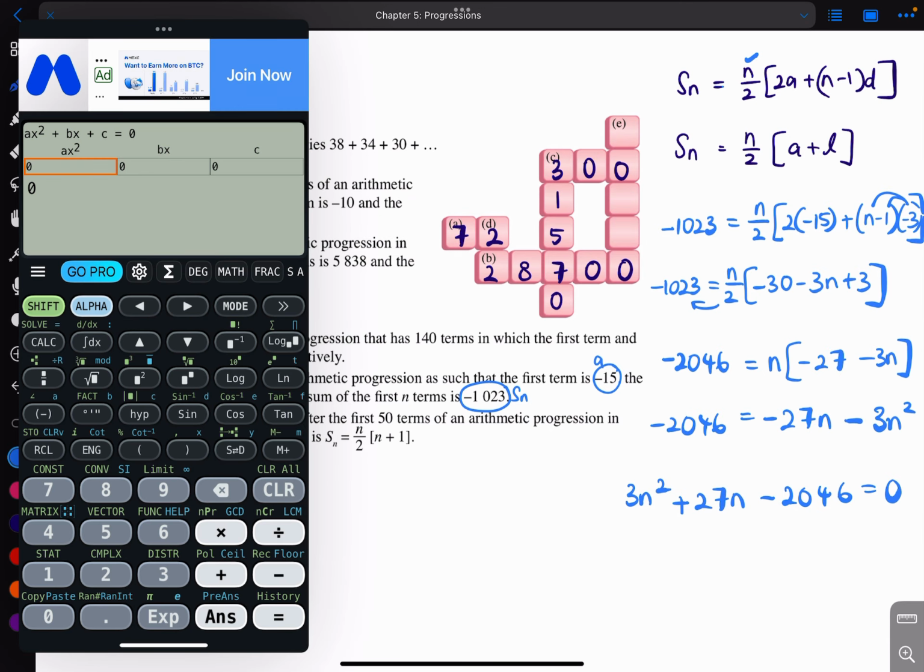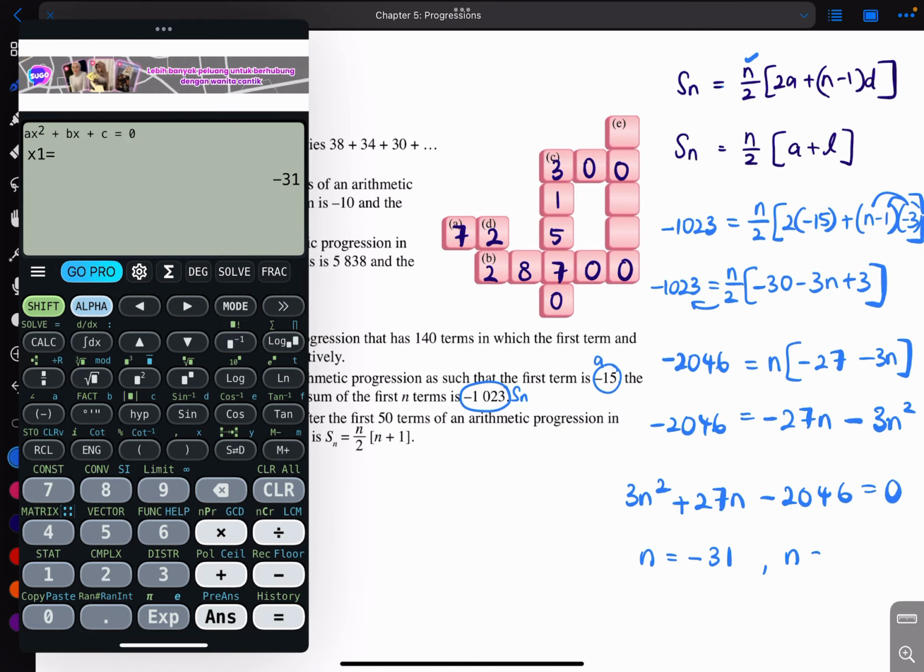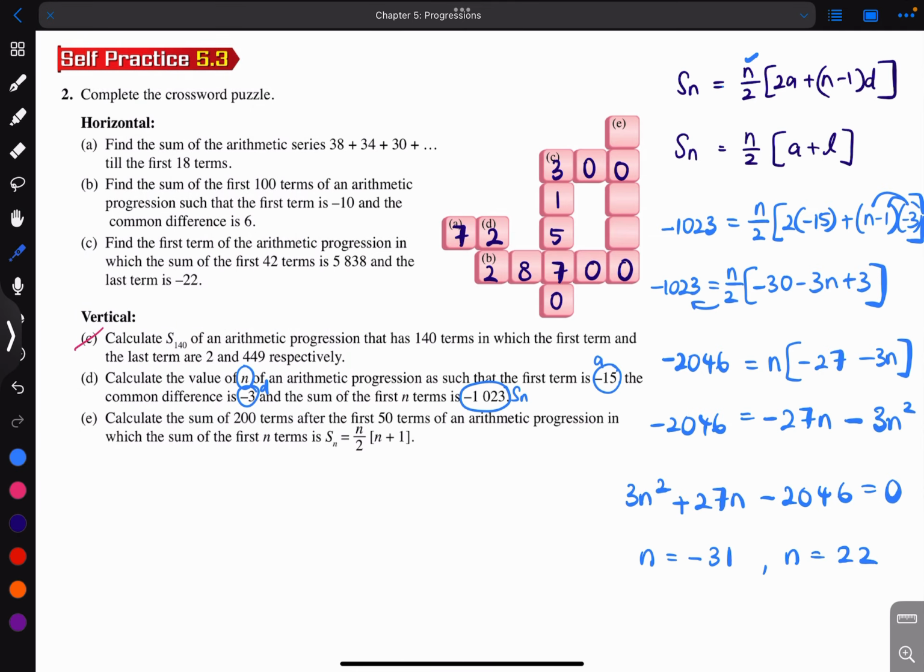Here, 3, 27, negative 2046. So we get n is negative 31 and n is also 22. So obviously n cannot be negative because we can't find a negative term. So n has to be 22. This one we reject. So let's just check. D is 22. Correct? Okay, actually to be honest you don't have to do D because it's already completed. But this is just to check.